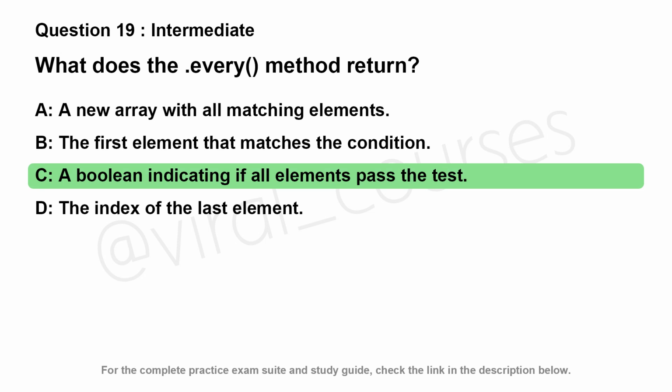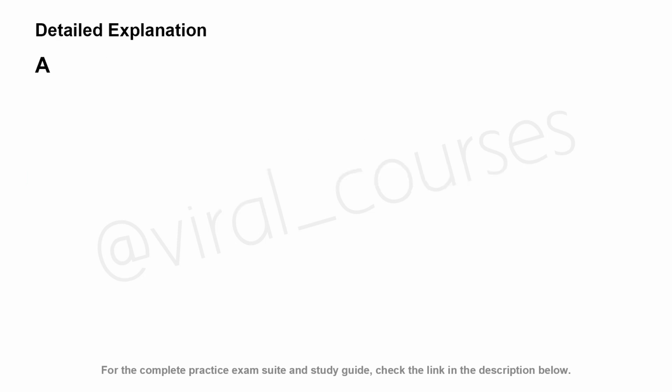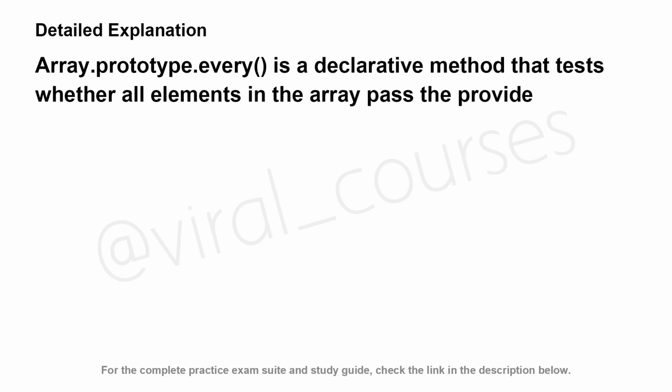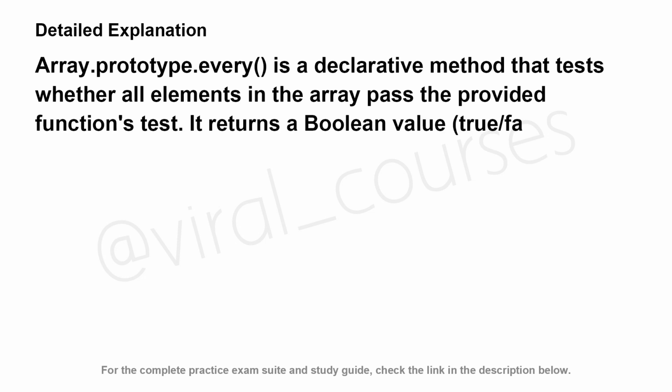The correct answer is C. Array.prototype.every is a declarative method that tests whether all elements in the array pass the provided function's test. It returns a Boolean value, true or false.